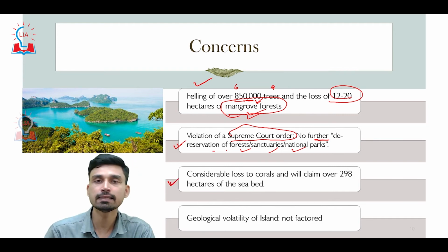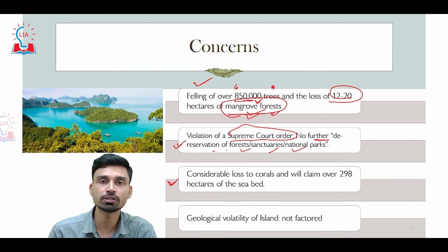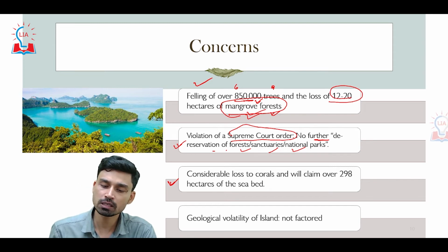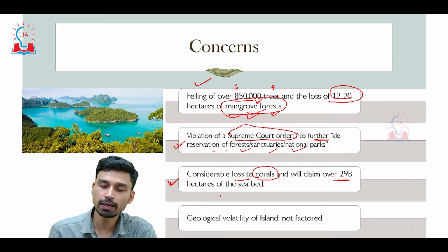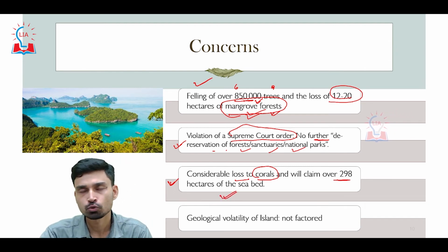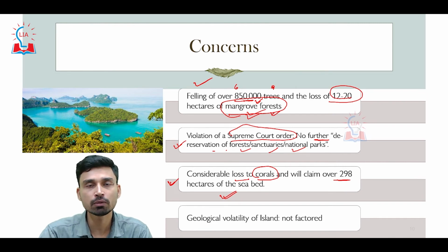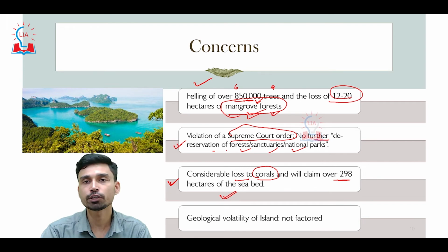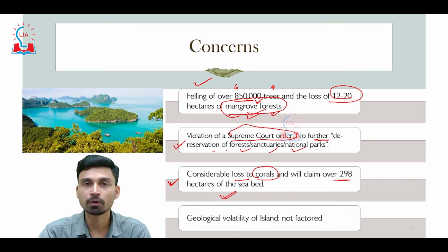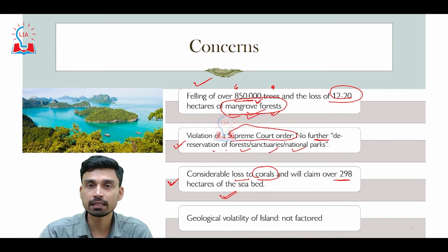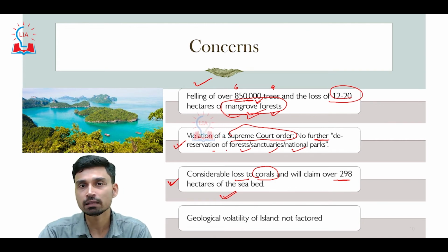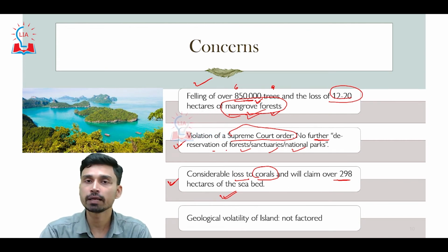The third concern is that since a large mangrove forest in this area will be destroyed, it will also cause considerable loss to the coral reefs in this area and will claim over 298 hectares of the seabed. As we know, corals are threatened everywhere in the world, and the major focus of the major environmental agencies of the world today is the protection and preservation of coral reef ecosystems, because coral reefs, though they occupy very little area in the ocean, support a huge biodiversity, and it is said that the biodiversity of corals is even greater than the biodiversity of the tropical or equatorial rainforest on land.